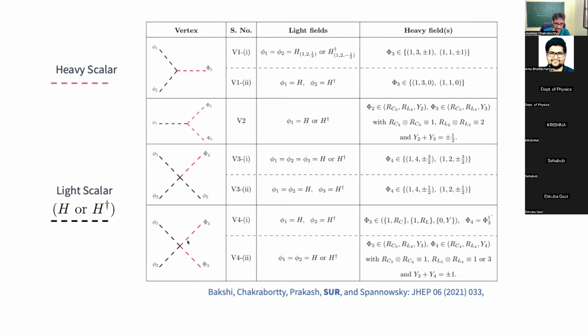The reason is basically, if phi 1, phi 2 are conjugate to each other, then any representation and its conjugate gives you a singlet. So irrespective of the quantum number of phi 3 and phi 4, this phi 1 times phi 2 gives you a singlet. Now the only way phi 3 and phi 4 can be a singlet is if phi 3 and phi 4 are conjugate to each other. Now if they are conjugate, they can have any quantum number, and that's what is reflected here.